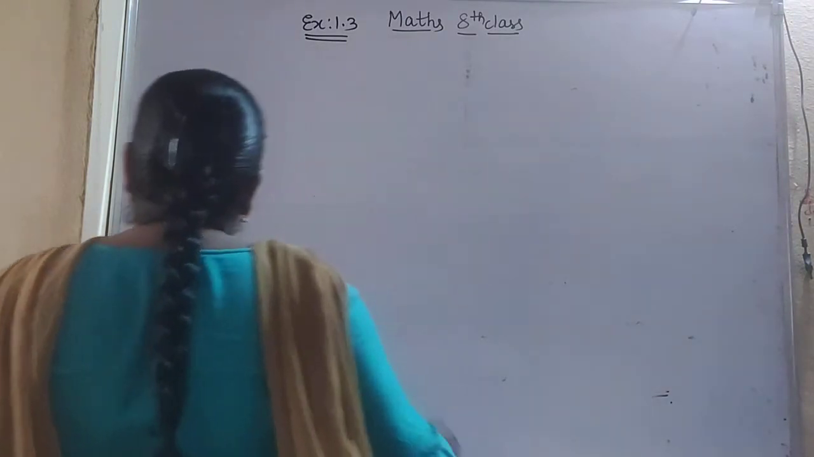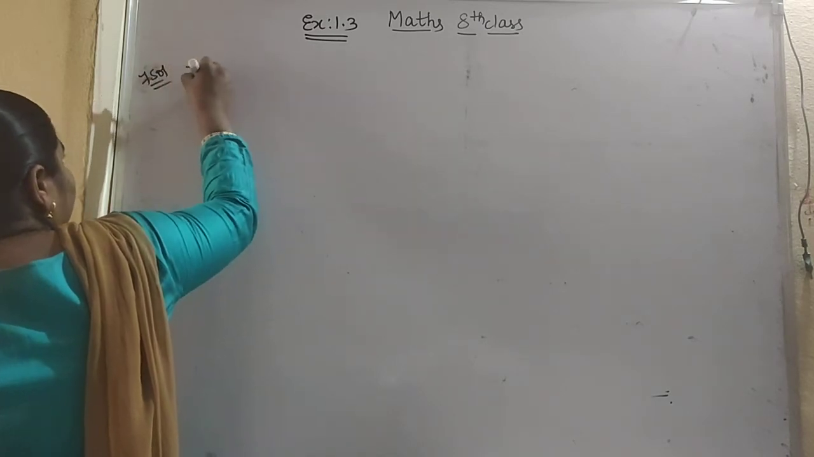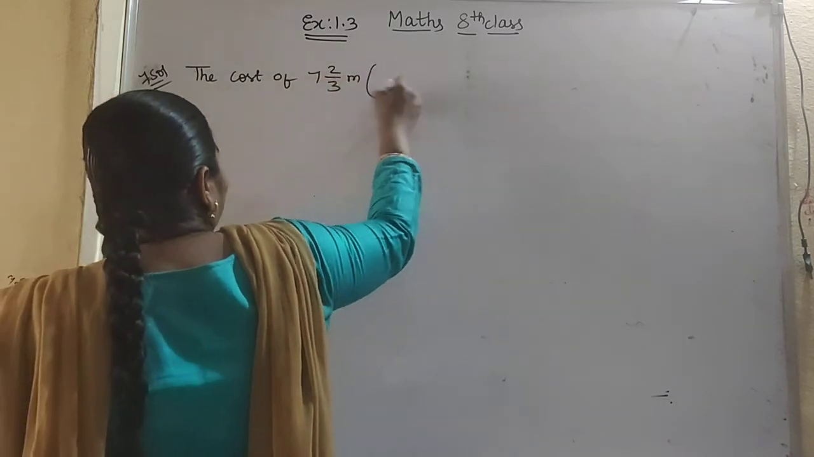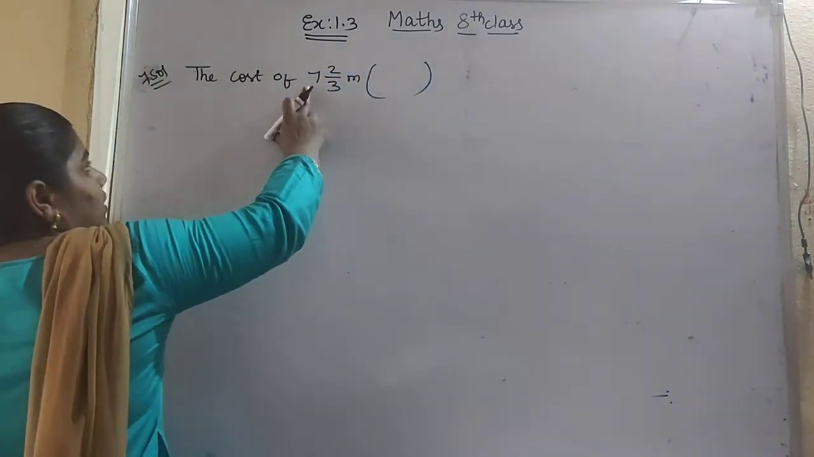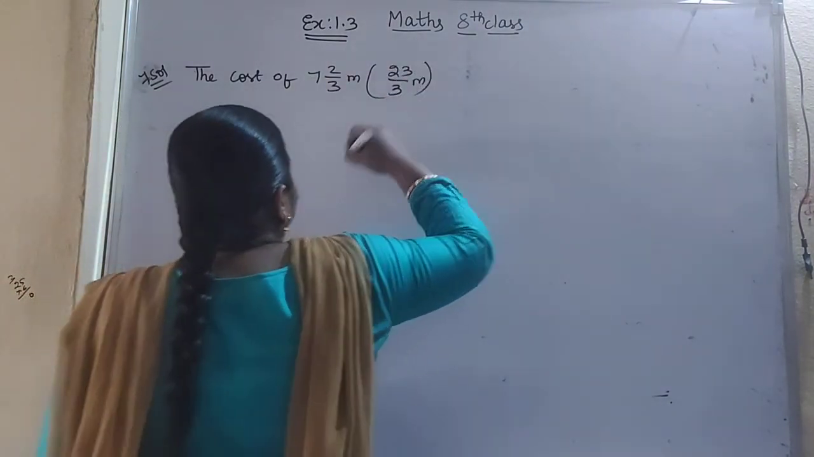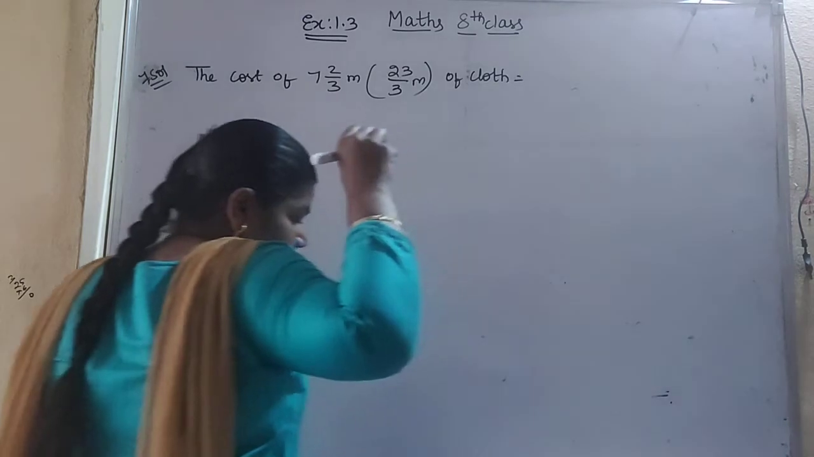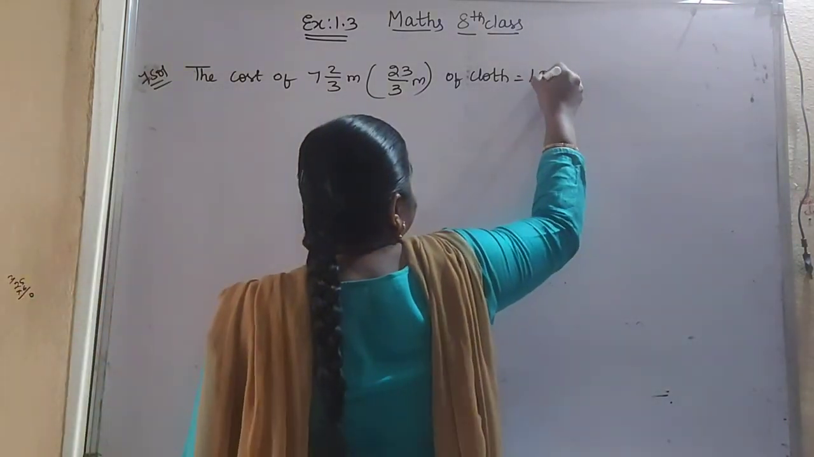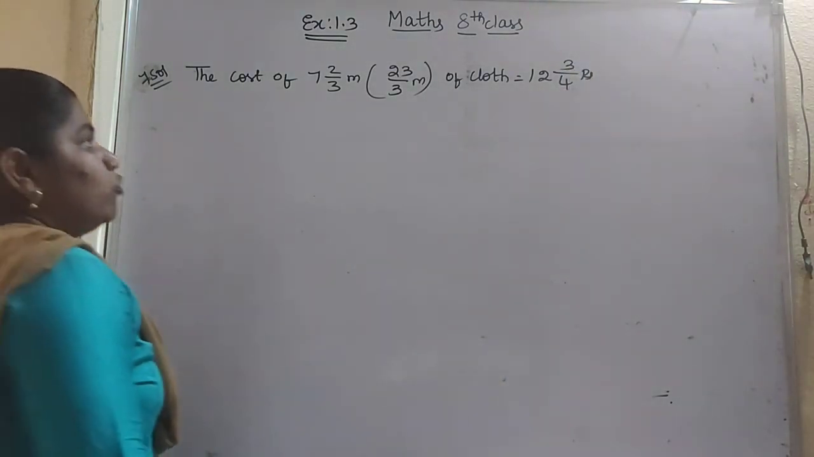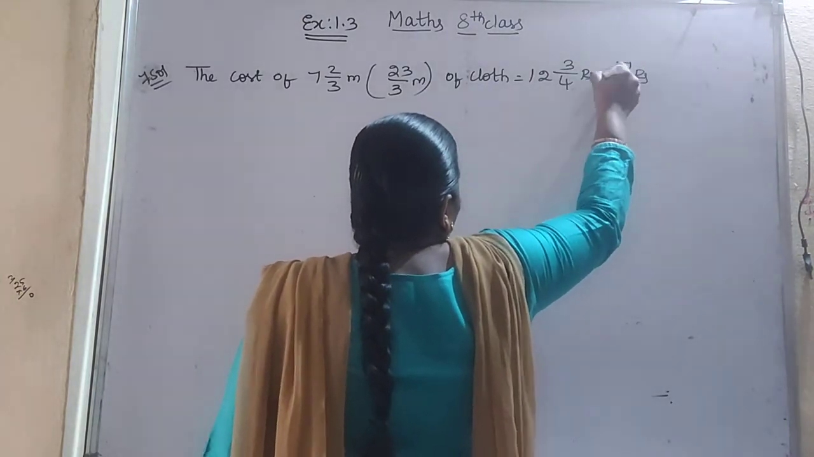Seventh solution. The cost of 7 2/3 meters. I am converting this into an improper fraction. 3 times 7 is 21, 21 plus 2 will be 23/3 meters. The cost of 23/3 meters of cloth is 12 3/4 rupees. That also we convert into an improper fraction. 4 times 12 is 48, 48 plus 3 will be 51. That is 51/4 rupees.